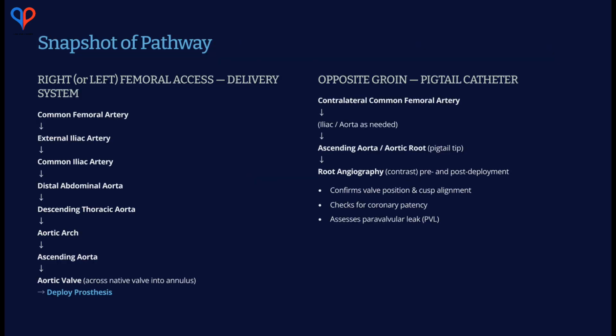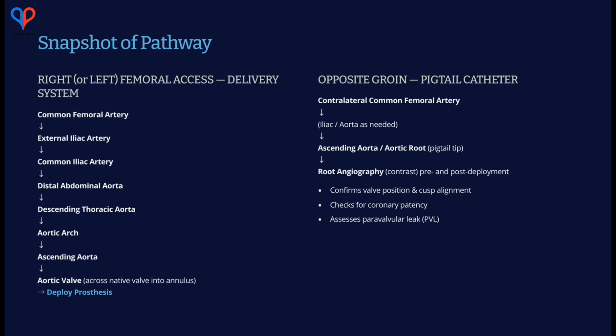This is the pathway for the TAVR delivery system from the common femoral artery and follows a straight arterial pathway to the aortic valve. Common femoral, external iliac, common iliac, distal abdominal aorta, descending thoracic aorta, aortic arch, ascending aorta, across the native aortic valve into the annulus for deployment. The prosthesis is positioned under fluoroscopy and echocardiographic guidance, typically with rapid ventricular pacing during release.